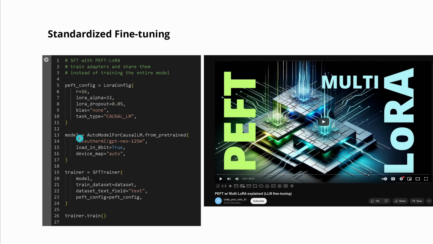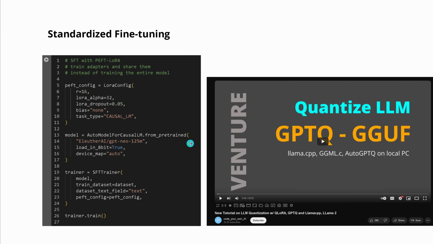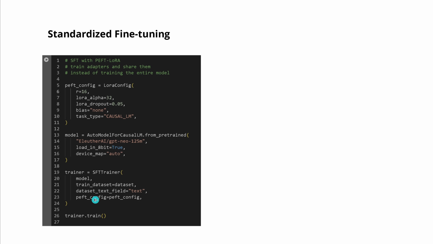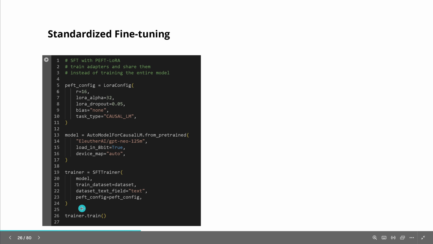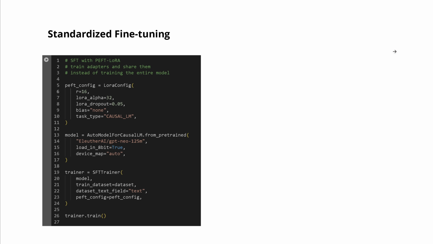Then we take from Hugging Face any model that you like, an auto model for causal language modeling. We take GPT Neo, for example. We have an 8-bit quantization. And here we do the fine-tuning in those 4-5 lines. We have the model, we have the data set. We tell them, hey, this is what you should look at. We have the path configuration. And then you say trainer.train, and this is it. You see, standardized. There's nothing to it.